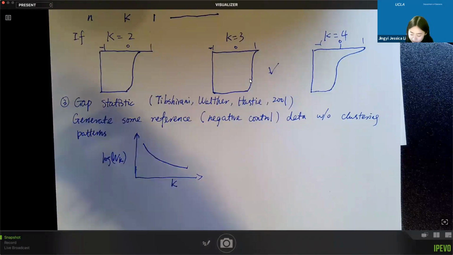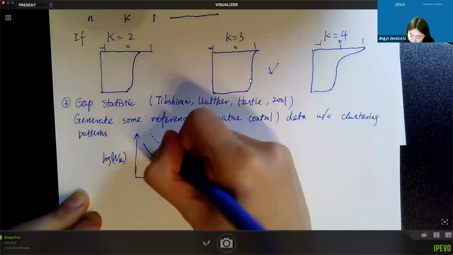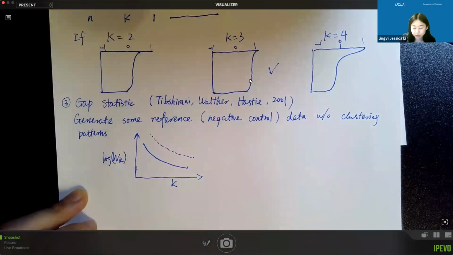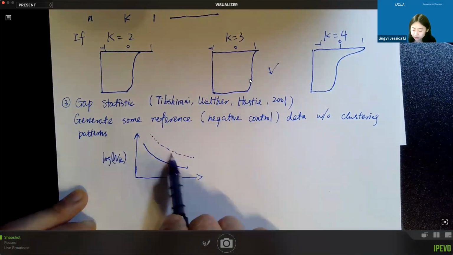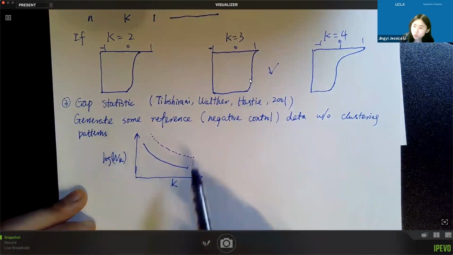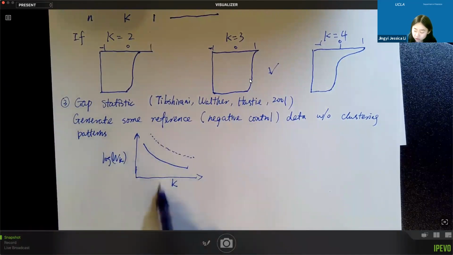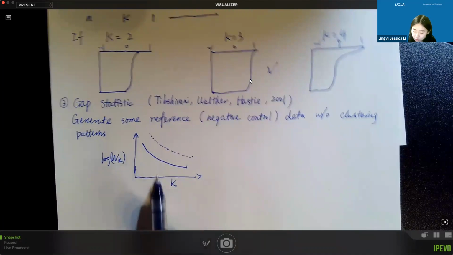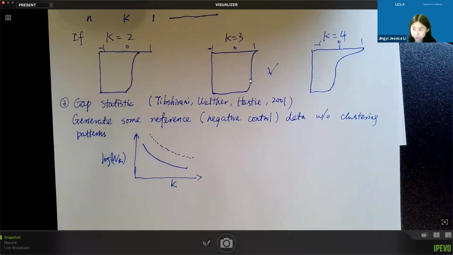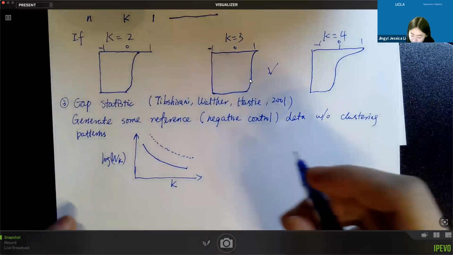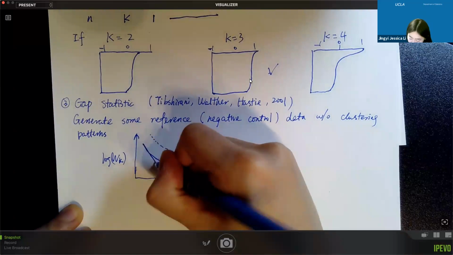So let me say, if this is the pattern you have from reference data, it's also decreasing. But because this data has no clustering pattern at all, the log WK must be larger. So when you want to choose a K, you want to compare these two trends and see where they differ the most. Here my plot is not very good. Probably I should change it to like this.